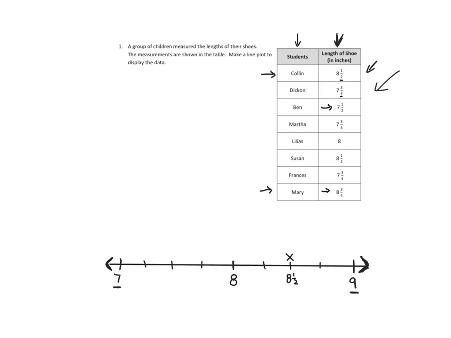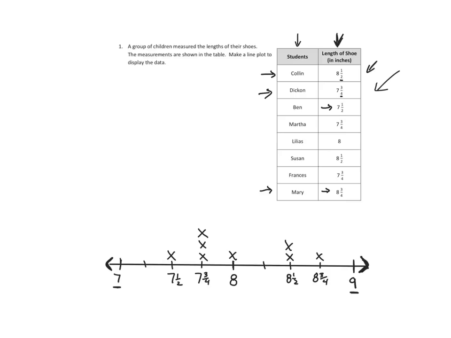So moving my way down, I'm just going to plot the next person's here. Then down to Ben, he's at 7 1/2. Then Martha, she's at 7 3/4, just like Dickon up here. So I can put another X right above it. Then Lilius is at 8, so I can put an X above that. Susan at 8 1/2, so I put an X above the previous X. Francis at 7 3/4, I can put another X above that. And then Mary at 8 3/4, and so I can put an X above that. So that's pretty much how we plot our number line, or our line plot.